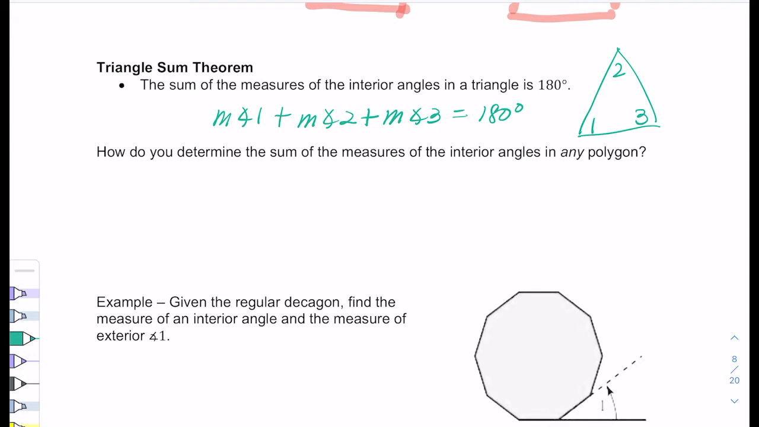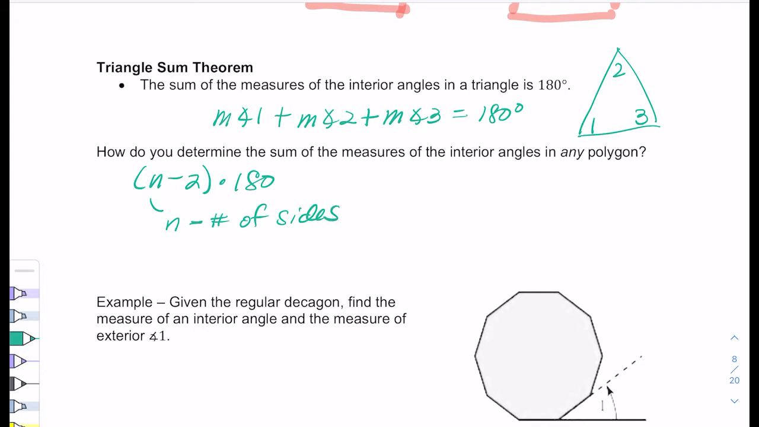So how do you determine the sum of the measures of the interior angles in any polygon? What if we don't have a triangle? What if it's a quadrilateral or a decagon, which is 10 sides? How many degrees would be inside that figure? So there's a formula that we can use, and it's n minus 2 times 180. And n is just the number of sides.